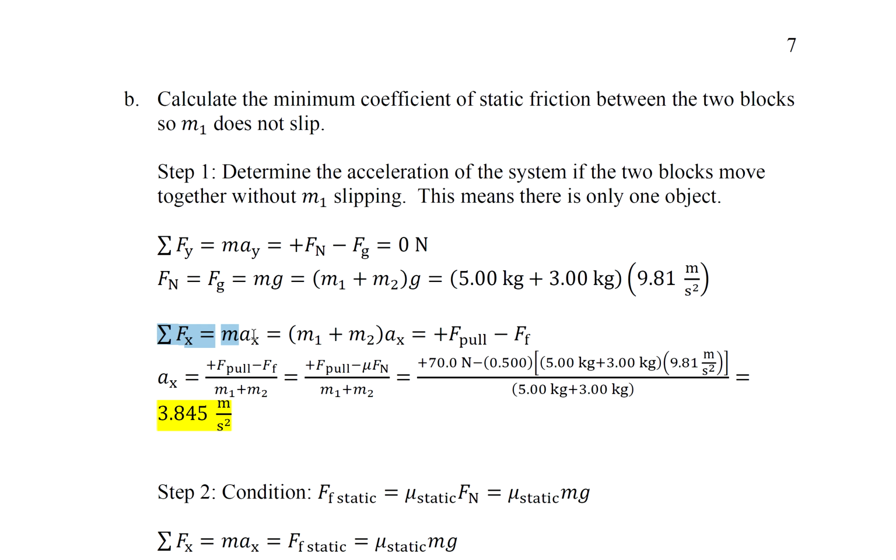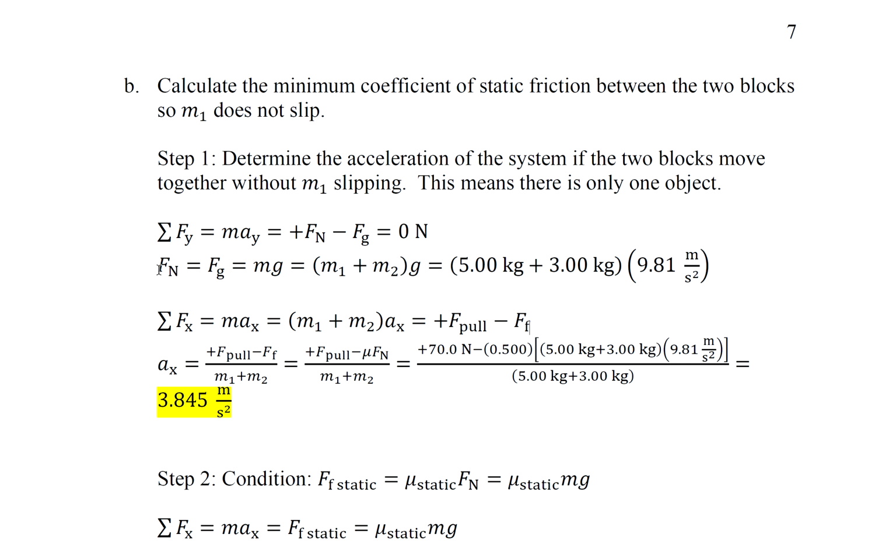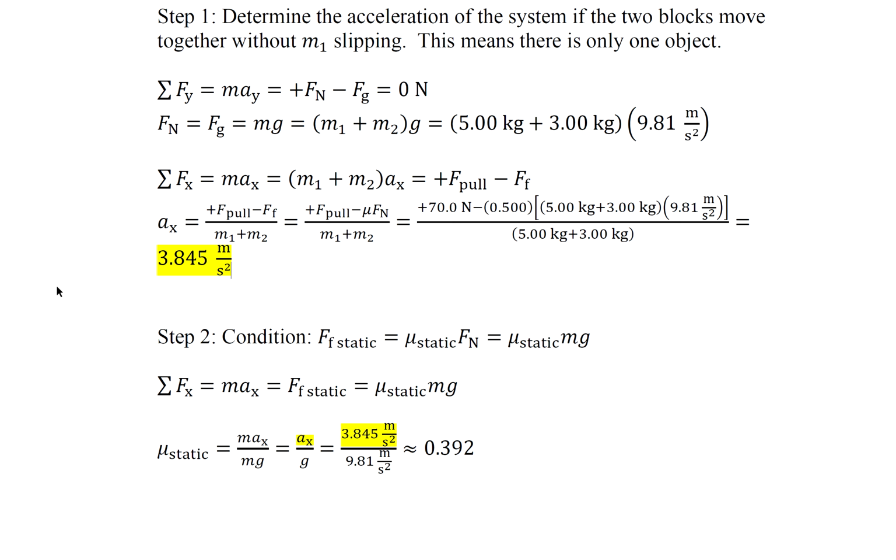Then sigma F sub x equals m a sub x, which is equal to the force of pull minus force of friction. Remember, this is only one object. We're treating it as one object. So acceleration, solving for a sub x, we get this equation here. We could plug in what we know to get 3.845 meters per second squared. So that is the acceleration, assuming that m1 is not slipping on m2, and vice versa.